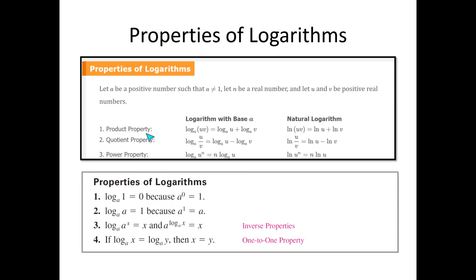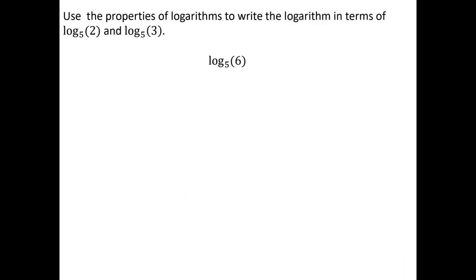Okay. So in the previous sessions, we looked at different properties. So we had the product property, quotient property, power property, and then we had these properties. The ones that we're going to use quite a bit are number 3 and 4 down here. And we'll go ahead and look at those in a little bit. Okay. So it says use the properties of logarithms to write the logarithm in terms of log base 5 of 2 and log base 5 of 3.